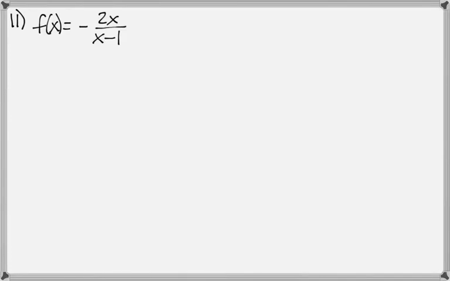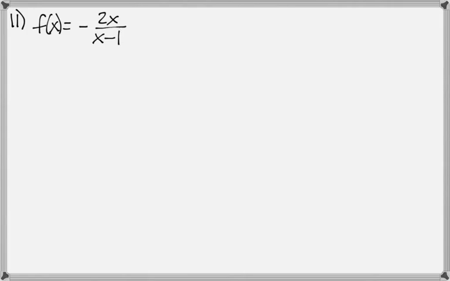Number 11 is kind of tricky because of that negative sign out in front and because we have two x's here. So the negative out in front, you can choose to give it to the top or the bottom. You can't give it to both because then the negatives would cancel out and it would become positive. If you do give it to the denominator, you need to distribute it to both the x and the -1 because there's an implied parentheses around the denominator.